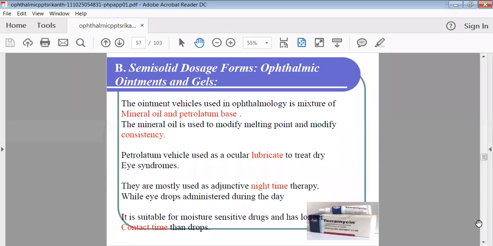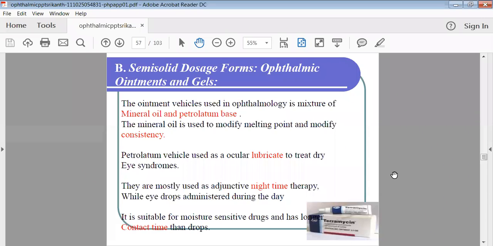Now the semi-solid dosage forms like ophthalmic ointments and gels. Most of the time we use ophthalmic ointments as well as gels for the treatment purpose. Ointments and gels both are viscous in nature. The main advantage of ointments and gels is that they have more contact time with your eyes than eye drops or eye suspensions, because ointments and gels remain for a long time. They cannot flow down from your eyes easily.